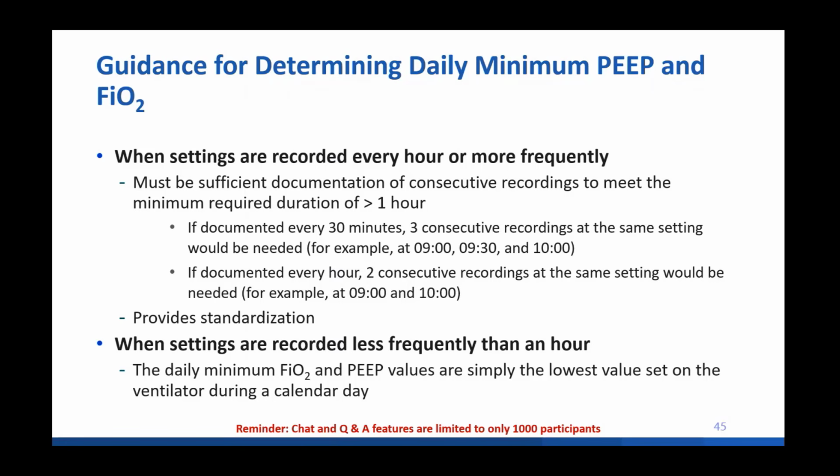When settings are recorded less frequently than an hour, for example, every 2 hours or every 4 hours, the daily minimum FiO2 and PEEP values are simply the lowest value set on the ventilator during a calendar day.